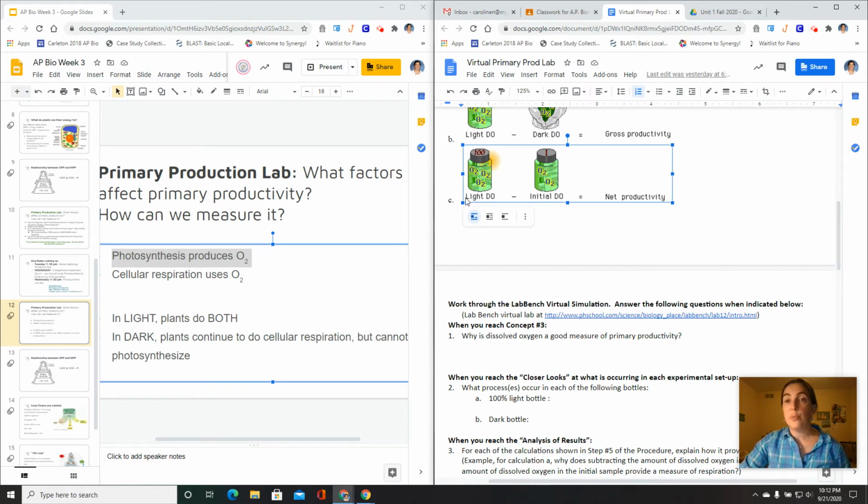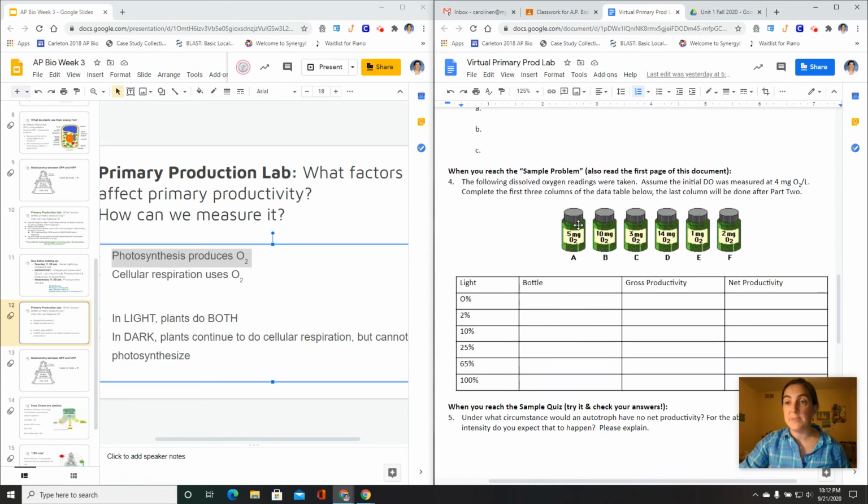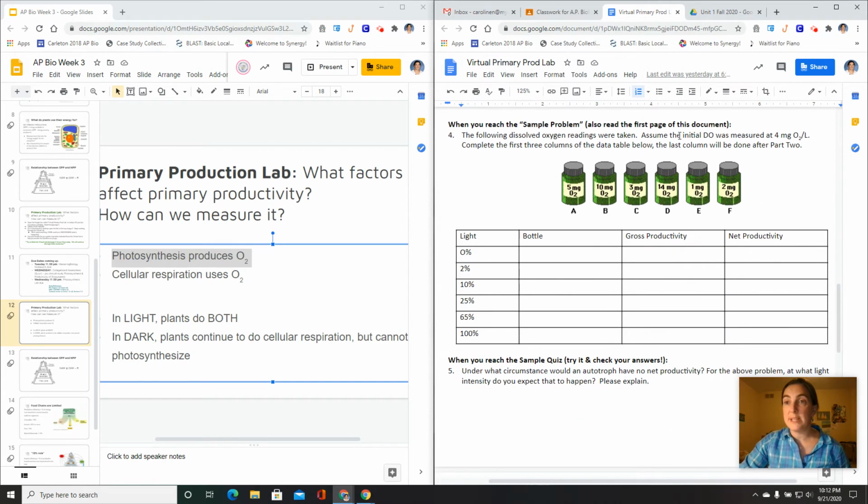You take the reading on the bottle minus the initial dissolved oxygen. This one's even easier because it tells us the initial dissolved oxygen was 4 milligrams of oxygen per liter. So for net productivity here, all you have to do is take the number on each bottle and subtract 4. Some of these numbers will be negative. That is okay. A negative reading here just means there was more cellular respiration happening than there was photosynthesis, and so you had an overall decrease in oxygen.